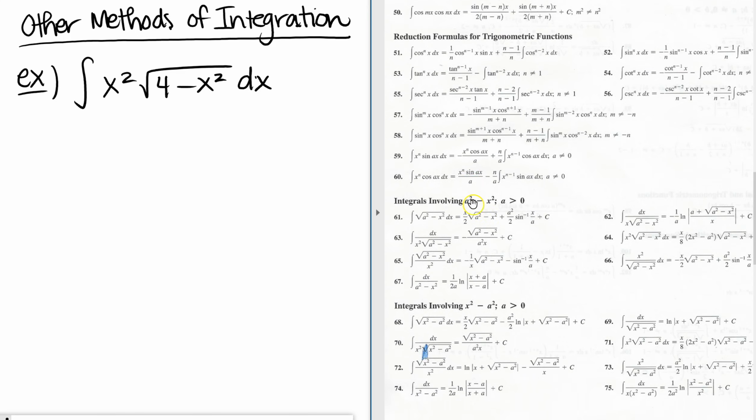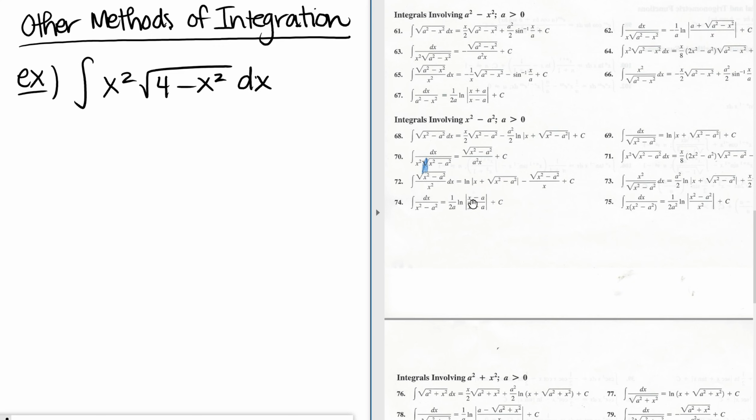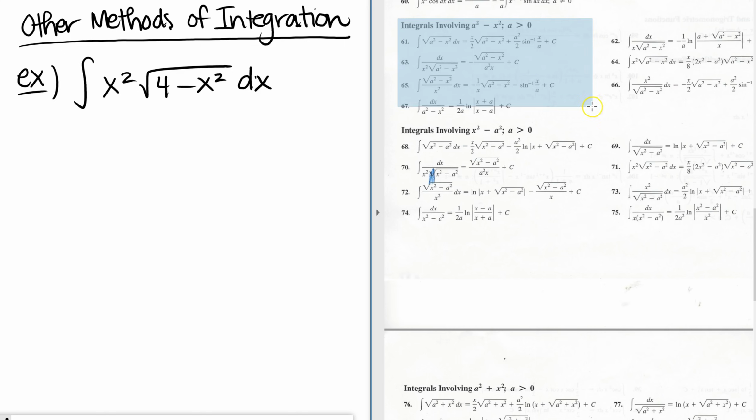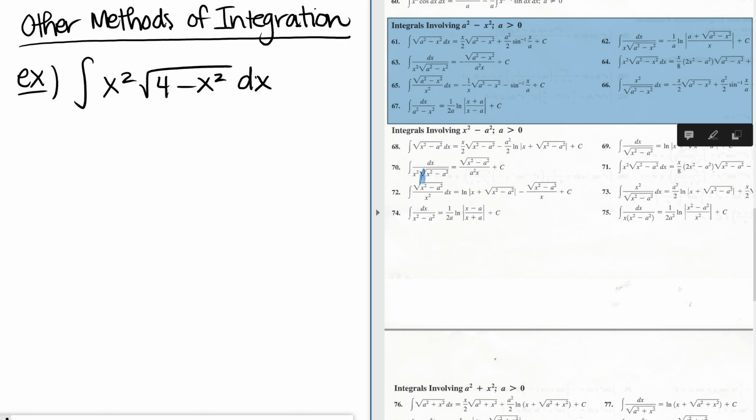So I'm going to skip all of this trig stuff, and I'm going to come down and look at these integrals involving. And so this gives you a hint of what your integrand is going to involve. So integrals involving, this says a squared minus x squared. Well, that's what we have over here, right? Over here we have 4 minus x squared, which is basically the same as a squared minus x squared. If this had been x squared minus a squared, then I would have gone down here to this x squared minus a squared part and had looked down here. But for right now, we're going to be looking in this section of formulas to try and figure out how to do this one.